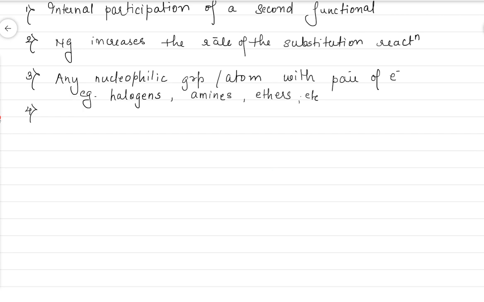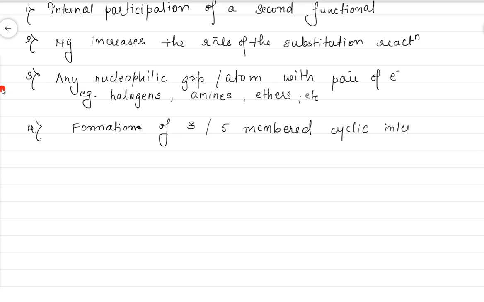And depending upon where that neighboring group is situated, an intermediate is formed. In the reaction that we saw, there is formation of a three-membered intermediate, right? So there will be formation of either a three-membered or sometimes a five-membered cyclic intermediate. See, these are the keywords: formation of a three-membered or five-membered cyclic intermediate.